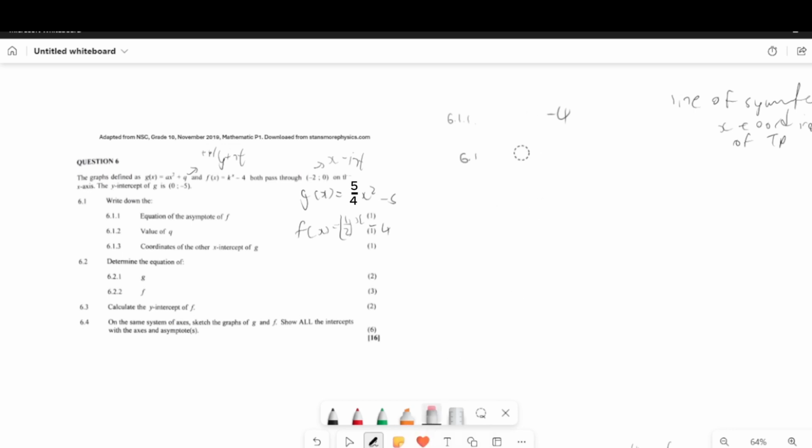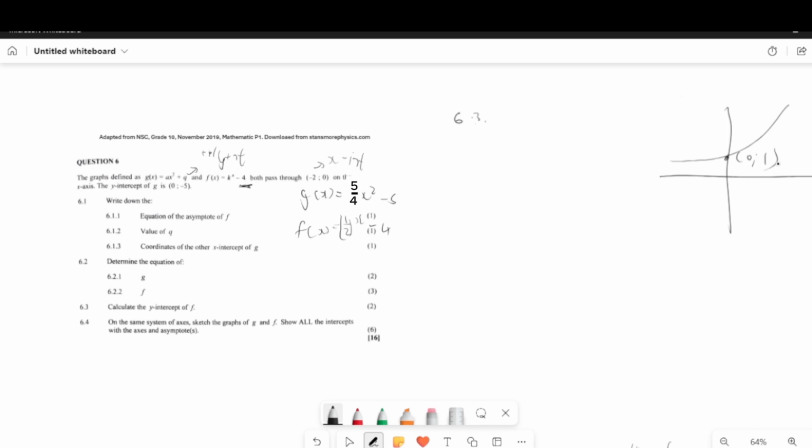So how are we going to calculate the y-intercept of the f graph? Okay, we can do it in one of two ways, right? We can say that the parent function has a y-intercept of 0 and 1. But we shifted the function 4 units down. So the y-intercept should be given by x being 0 and it'll be 1 minus 4. So it should be given by 0 and minus 3.